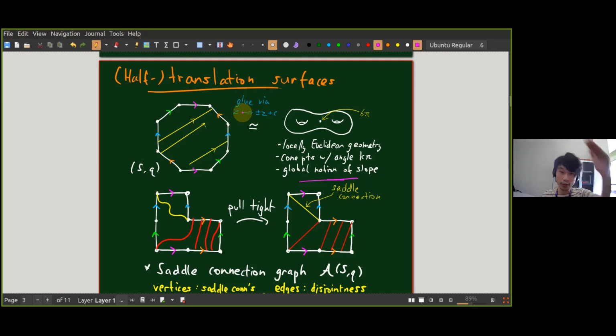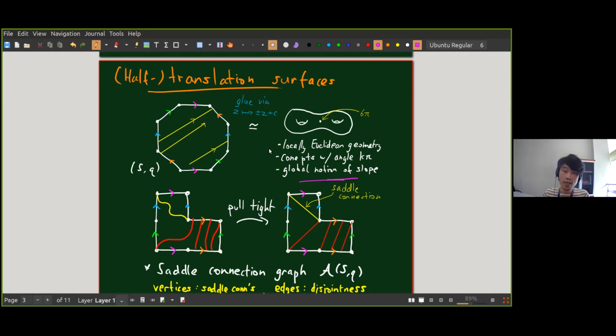If I keep going and traveling, and I never run into a singularity, this trajectory will never self-intersect. Because if it self-intersects, it has to be non-parallel. So that's a nice thing about these translation surfaces: they have a consistent notion of slope, as opposed to more general Euclidean cone surfaces where you can just glue them up by isometries in any way you want. As I mentioned before, I was looking at the curve graphs and arc graphs.